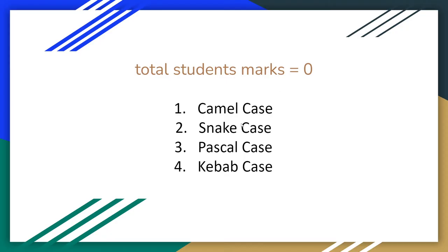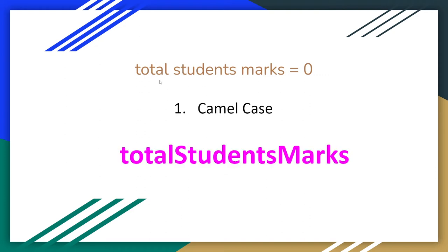The first one is Camel Case, the second one is Snake Case, then Pascal Case, and Kebab Case. In Camel Case, if you want to write total students marks, you will type total in lowercase, and your second word is students. You will type the first letter of this word, which is S, in uppercase, and the remaining letters will remain in lowercase. Similarly, the first letter of the word marks will be written in uppercase, and the remaining letters in lowercase, and so on. This is called the Camel Case technique.